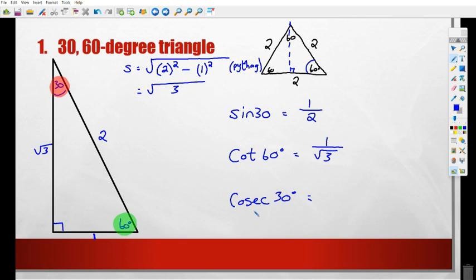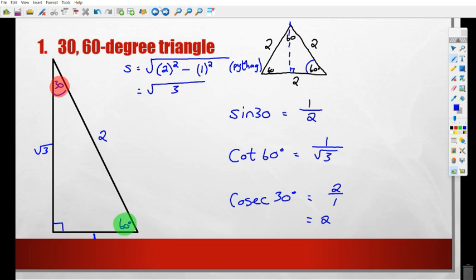Alright, so cosec we know is the reciprocal of sine. We know that sine is opposite over hypotenuse. That means that cosec is going to be hypotenuse over opposite, which is 2 over 1, which is just 2. Nice and simple, easy peasy, lemon squeezy.